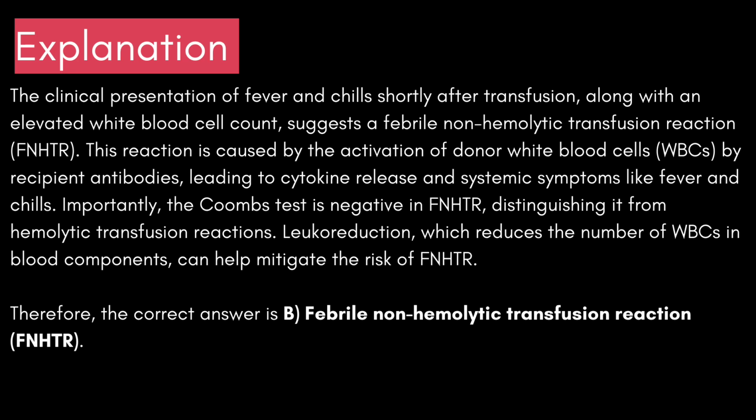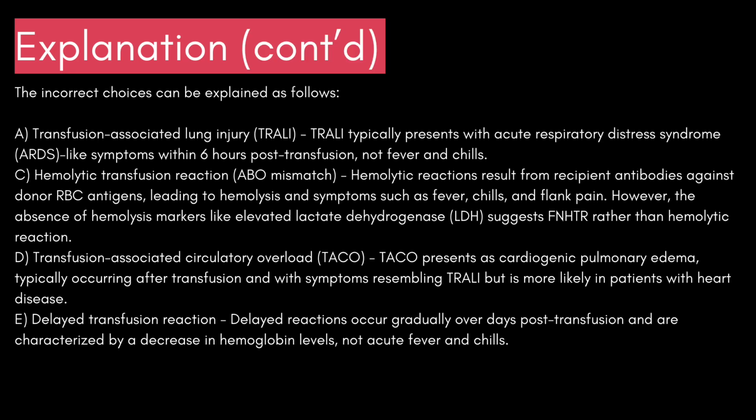All right, let's go ahead and see why the other answer choices are incorrect. The incorrect choices can be explained as follows. A. Left phrenic nerve, C5-C7. The left phrenic nerve does not innervate the liver. B. Vagus nerve, CNX. The vagus nerve provides parasympathetic innervation to the liver, but is not involved in sensory innervation.